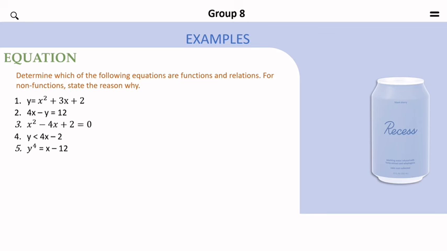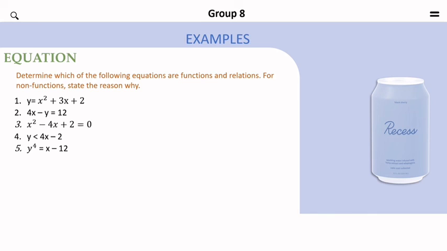Number 2, 4x minus y equals 12. Number 3, x squared minus 4x plus 2 equals 0. Number 4, y is less than or equal to 4x minus 2. Number 5, y to the power of 4 equals x minus 12.